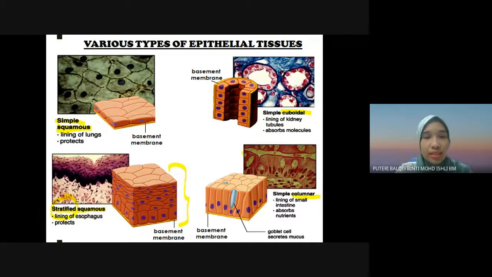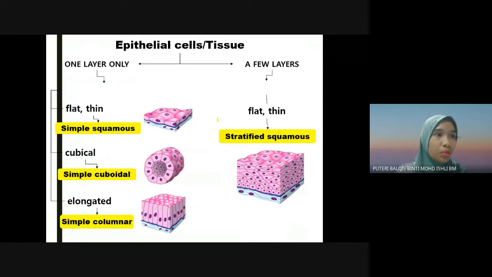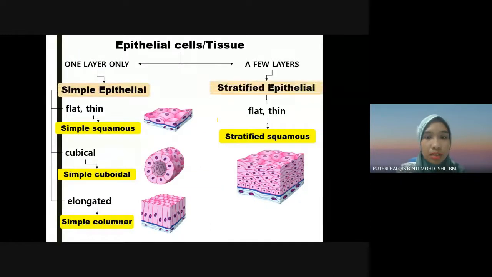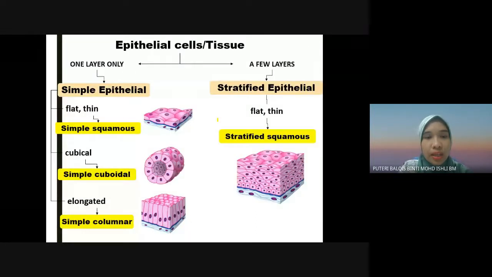Okay, so as I said, you need to know about the structure. Okay, structure yang saya buat dalam bentuk yang ni lah. Buat dalam bentuk table. Okay, structure and also function. Structure, distribution, functions. Okay, I'm not sure in your lecture it is written in table form or in essay form, but if it is written in essay form, you can do it in a table, okay, for easier to see.